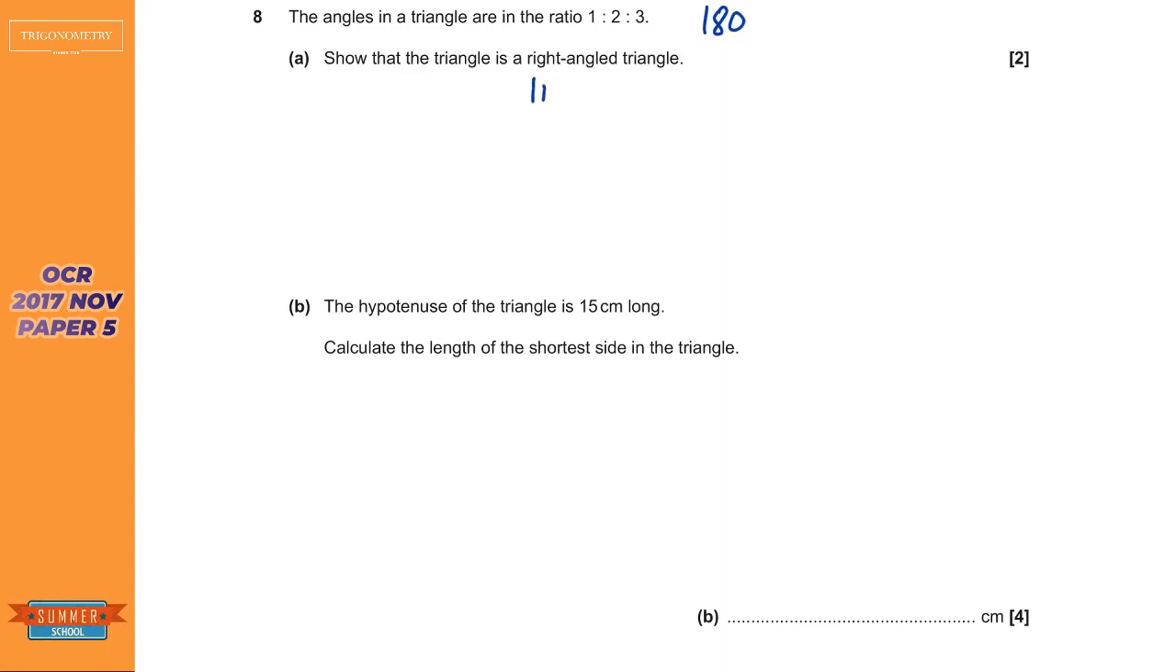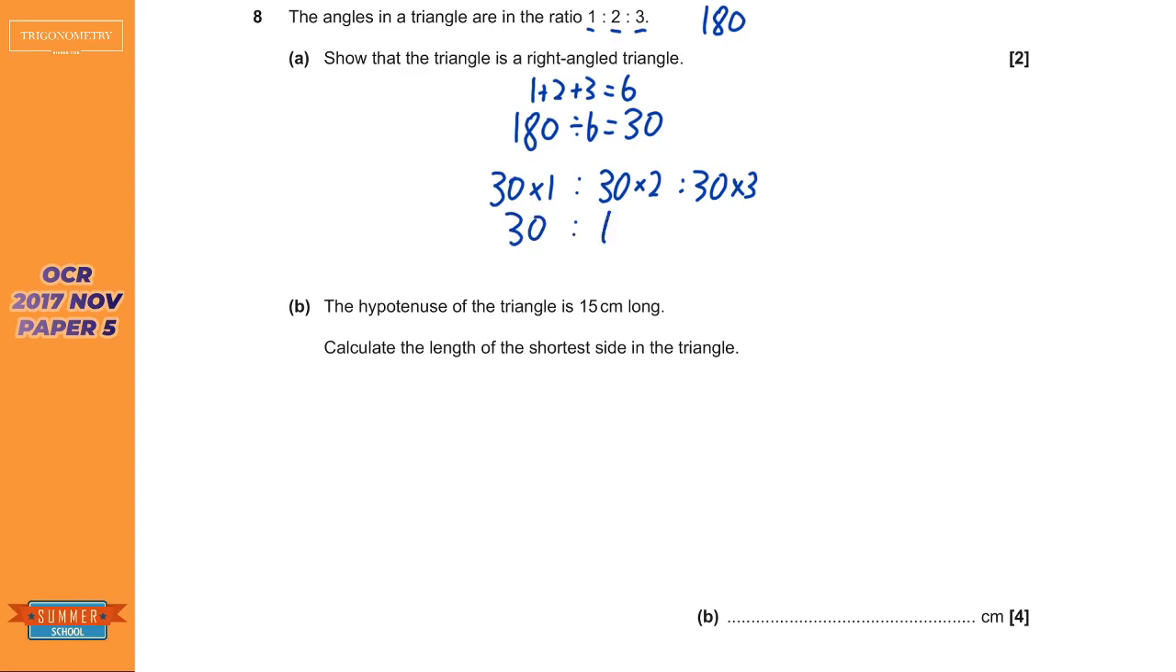The first step is to find out how many parts you have altogether, which is 6. Then you take the amount, which is 180, and divide it by that 6. So 180 divided by 6 is obviously 30. And then we do 30 times 1, 30 times 2, and 30 times 3. So that'll be 30, 60, 90, and you can check by adding them together, and it adds up to 180. So therefore it's going to be 30 degrees, 60 degrees, and 90 degrees.